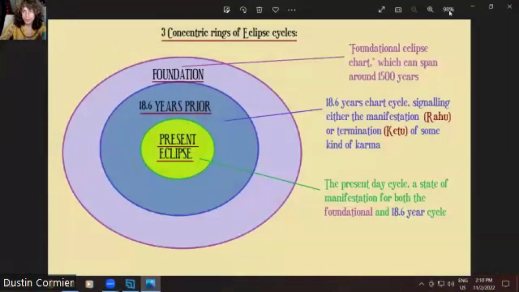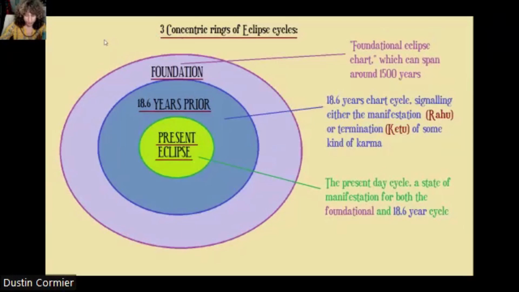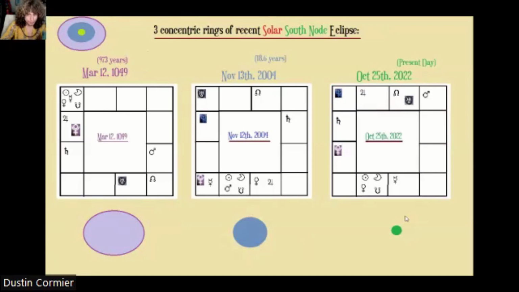Just to unbox this a little bit, I've made a few little pictures to show what I'm talking about. It almost seems like there are concentric rings of phenomena with these eclipses. There's what you call the foundational eclipse chart, which can span around 1500 years. It seems to me there's another possible 18.6 year chart cycle, which might be signaling either the manifestation through Rahu or termination, Ketu, of some kind of karma. And then there's the present day cycle, a state of manifestation for both the foundational and 18.6 year cycles.